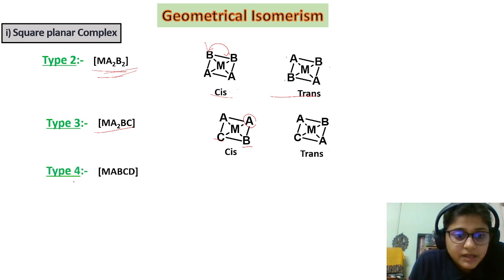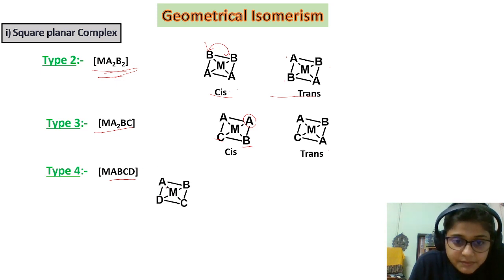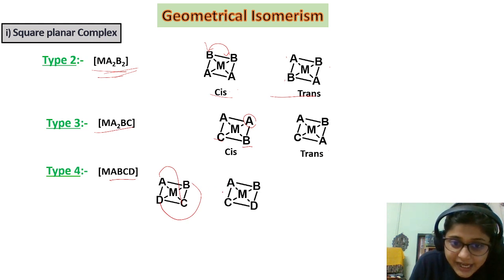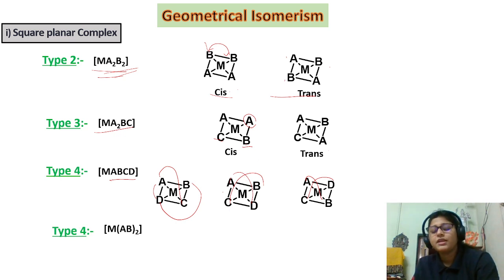After that, the type ABCD. Okay, so possibilities are, let's say ABCD. We are taking where AC are trans, BD are trans. Okay, now we are changing. AD will be trans, these were C's, right? AD will be trans, BC will be trans. So AC trans, AD trans, now AB trans. Okay, these three possibilities are there.